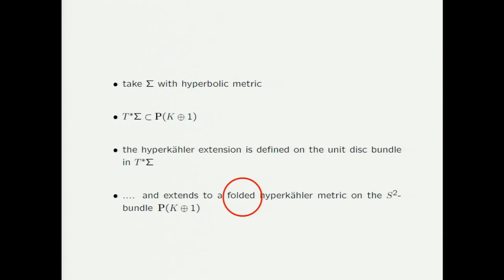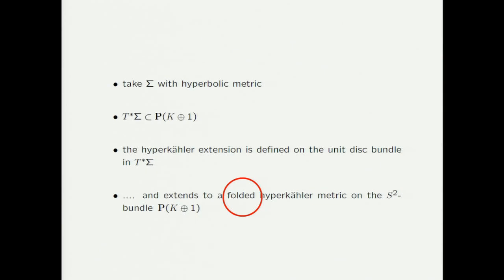You take a surface sigma with the hyperbolic metric. You look at the cotangent bundle sitting inside the projectivized cotangent bundle, its canonical projective completion. So that's a P1 bundle over sigma. And then the hyperkähler extension of the hyperkähler metric on sigma is defined on the unit disk bundle inside here, and it extends to some kind of singular hyperkähler metric on this two-sphere bundle.